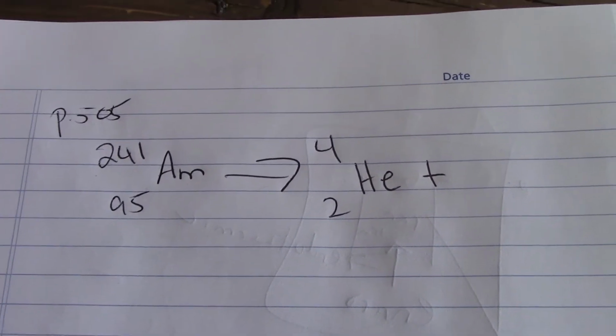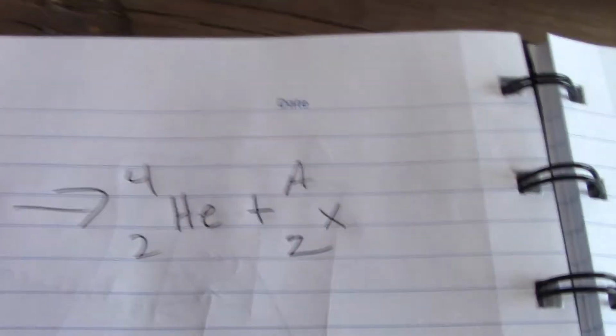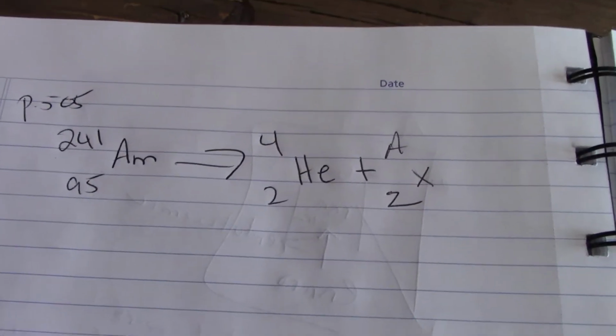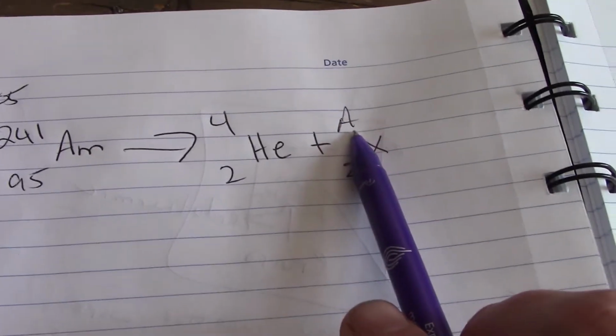Automatically, you know that there's going to be a helium ion produced as a product. And now what we're trying to figure out is what the other unknown molecule is. So this is how we do alpha and beta decay questions. The law of conservation of matter tells us that if I have a mass number of 241, I have to have a mass number of 241 over here.